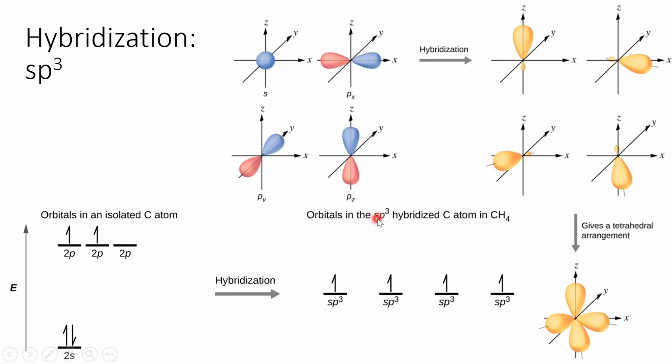Now think about this. There's 1 s and 3 p. 1 plus 3 gives us 4 orbitals. So anytime we need 4 things coming off the central atom, 4 effective pairs coming off the central atom, we're going to need sp3 hybridization.